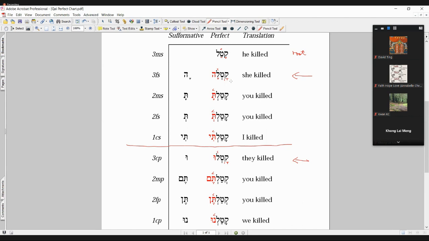So qatal, then to do the perfect: qatala, qatalta, qatalt, qatalti, qatalu, qatal-tem, qatal-ten, qatalnu. Now I put the metheg here so that you will know this is a long A, not an O. Because sometimes you can read it as qotla, okay, but it is not qotla, it's qa-talu. So you put a metheg here to pause, then you know it's a long A. Qa-tela, qa-telu. So both of them have been put a metheg.